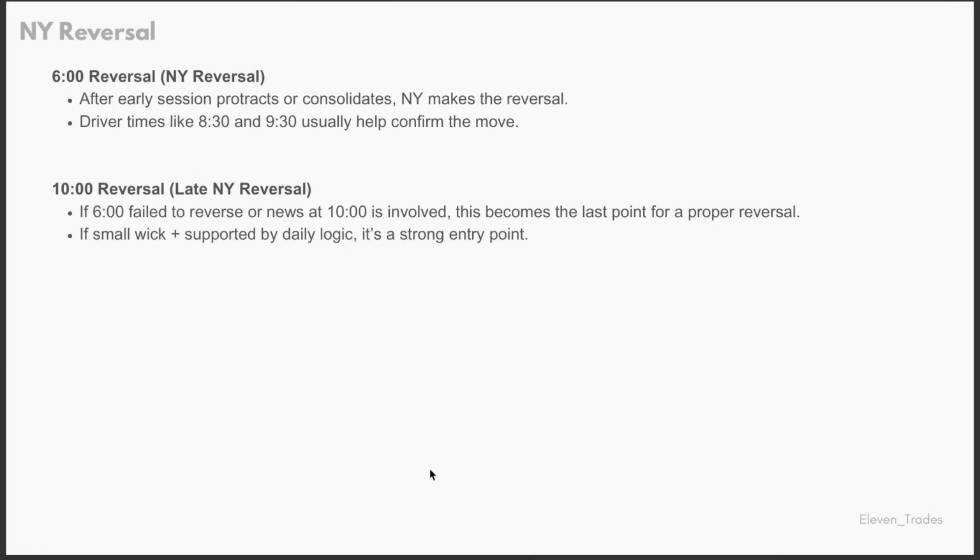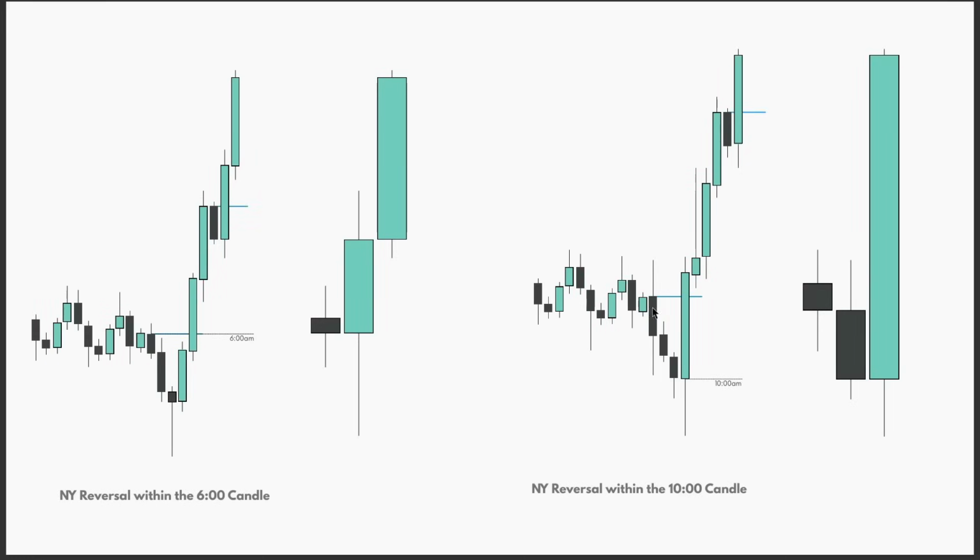Now the 10am reversal, which is the late New York reversal, happens when the 6am is failing to reverse, or it is in that protection path of the daily candle. At the news, or generally at 10am, we are reversing the daily range, which becomes the last point for the reversal. Here you can see we have a consolidation hold there.